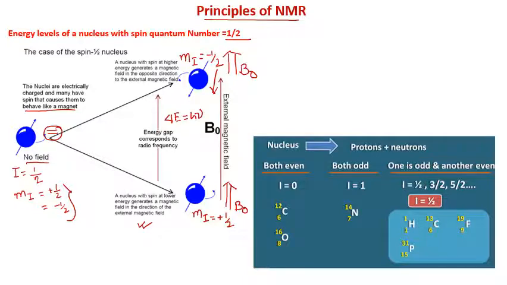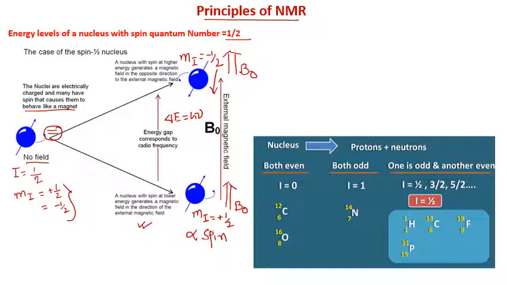So when the applied radio frequency matches this nu, that is the energy gap between these two energy levels, then resonance takes place, and we can see the proton NMR spectra, different kinds of nucleus spectra.